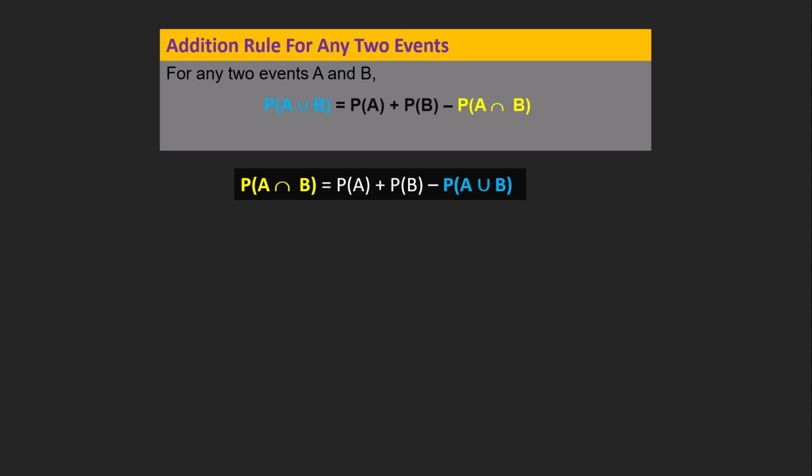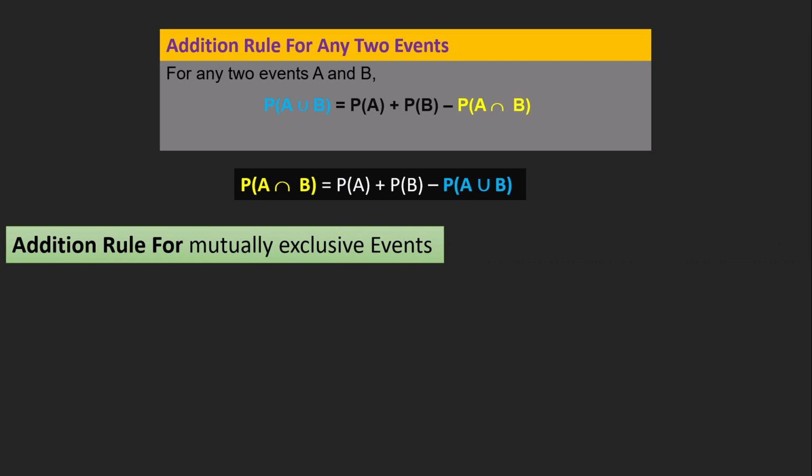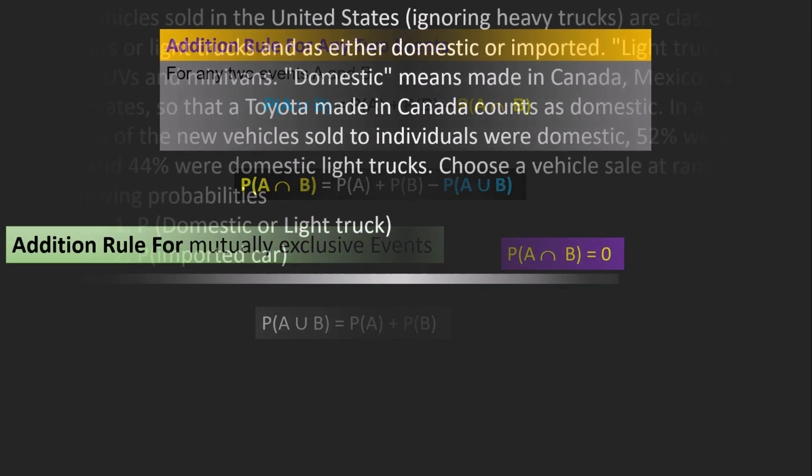Now, how do we modify this for disjoint events or mutually exclusive events? If A and B are disjoint, we know that probability of A intersection B equals 0. Therefore, we can write the addition rule as probability of A union B equals probability of A plus probability of B. Now let me explain an example.